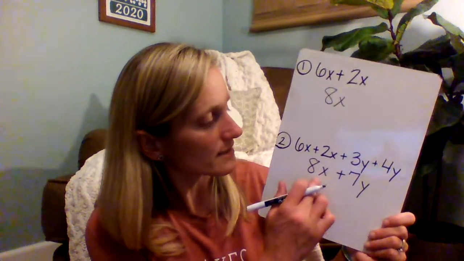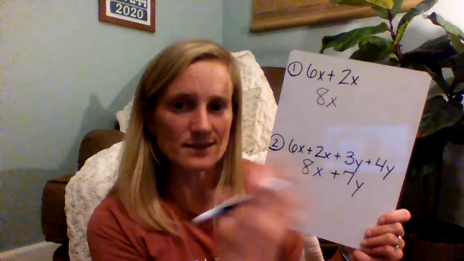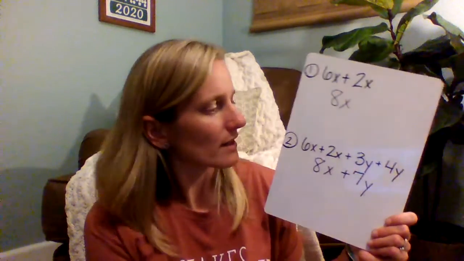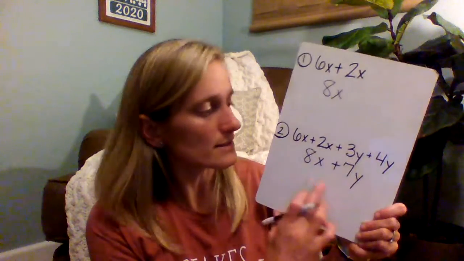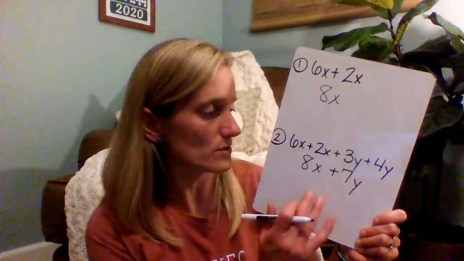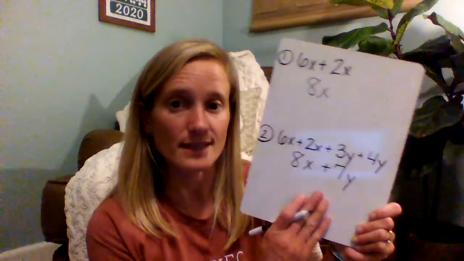Always think back to the apples and the oranges. I can't combine apples with oranges and then say how many apples I have. I have 8 x's, I have 7 y's, but these two things are not like each other. They're different variables, so I can't combine them anymore. So this would be my final answer, just like that.